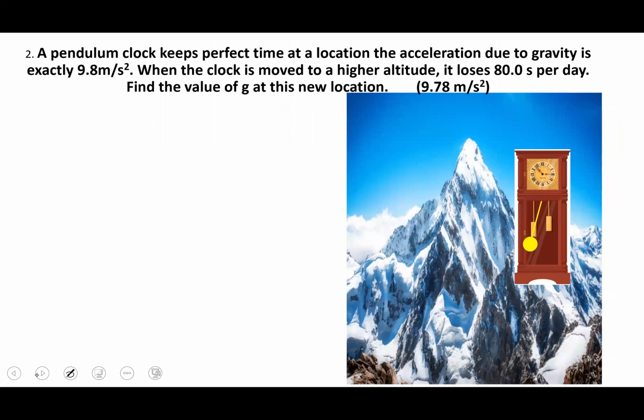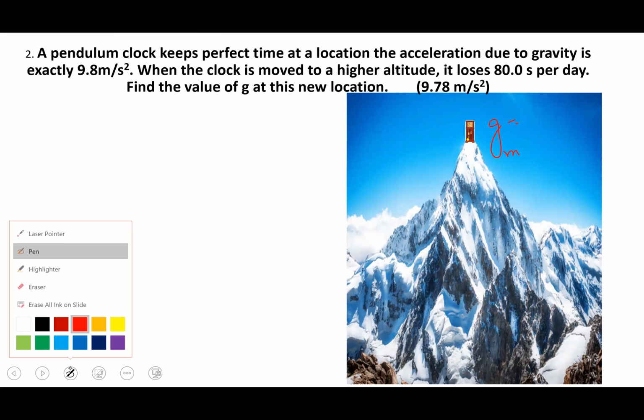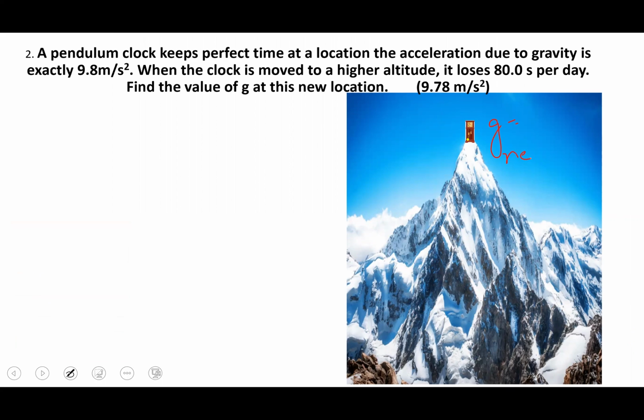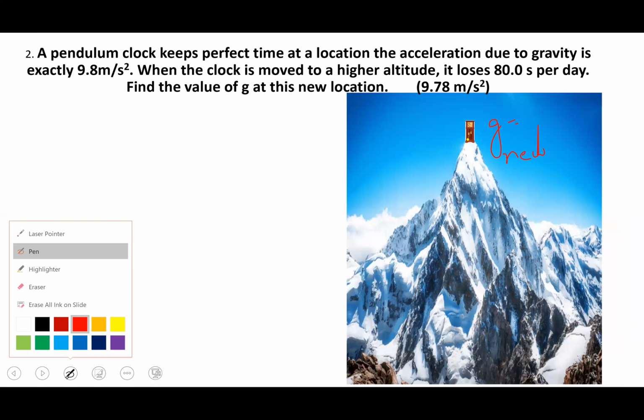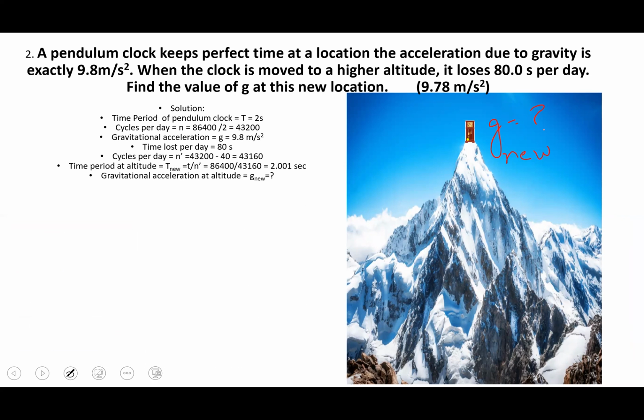Now, if we move it to a higher altitude, let's say on the top of a mountain, then what will be the value of g at this new location? Now, in this case, the data which is given to us is the time period of a simple pendulum or seconds pendulum, as we know, is 2 seconds.